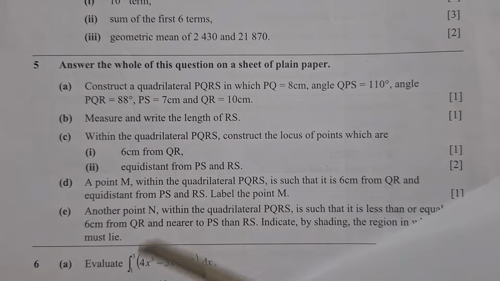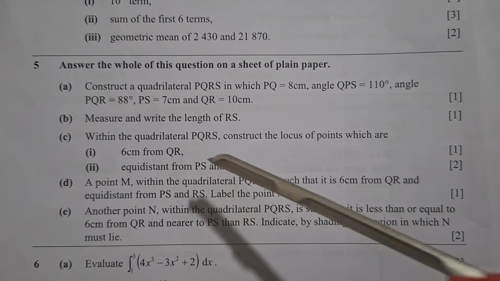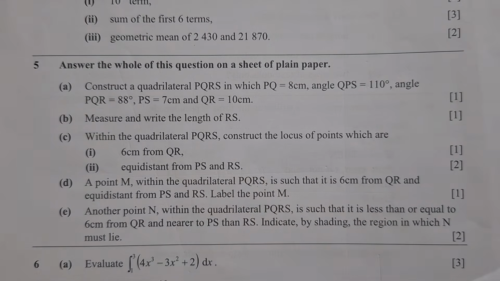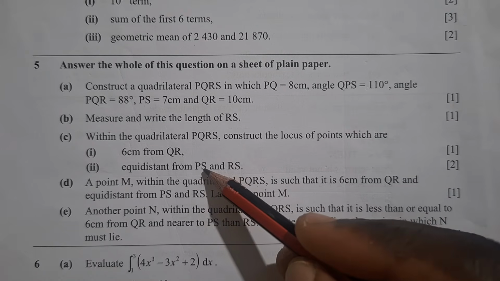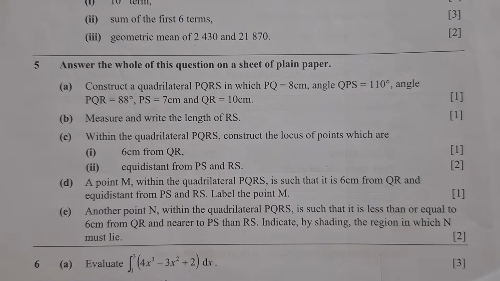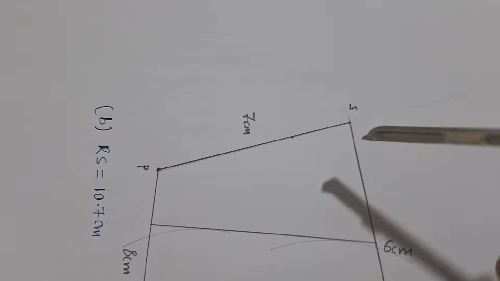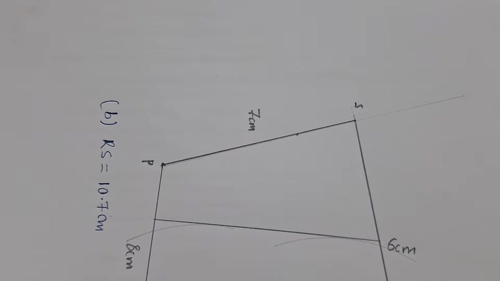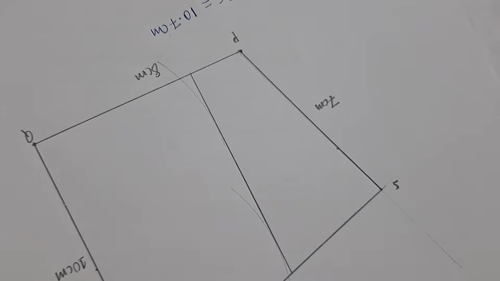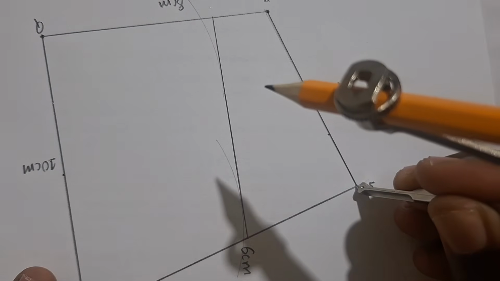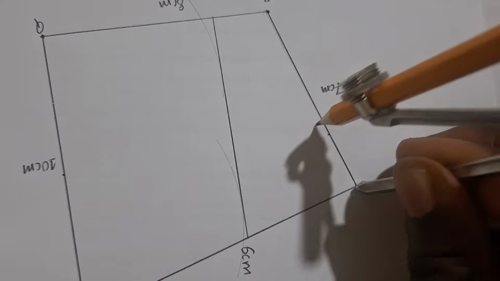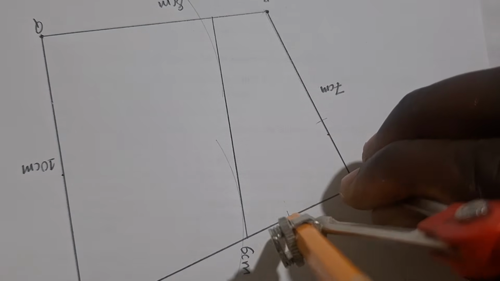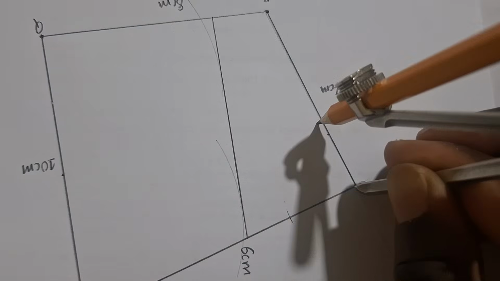The next question is saying equidistant from PS and RS. So for this equidistant, what you can do is check the letter which is common. It's S. Meaning go to point S. Our point S is right here. This is point S. So at this point S, you take your compass there. I hope you're following. So take your compass to point S. Open any distance of your choice. You can see this, any distance of your choice. You make an arc here and this side. So both sides forming point S. There's this side and this side.